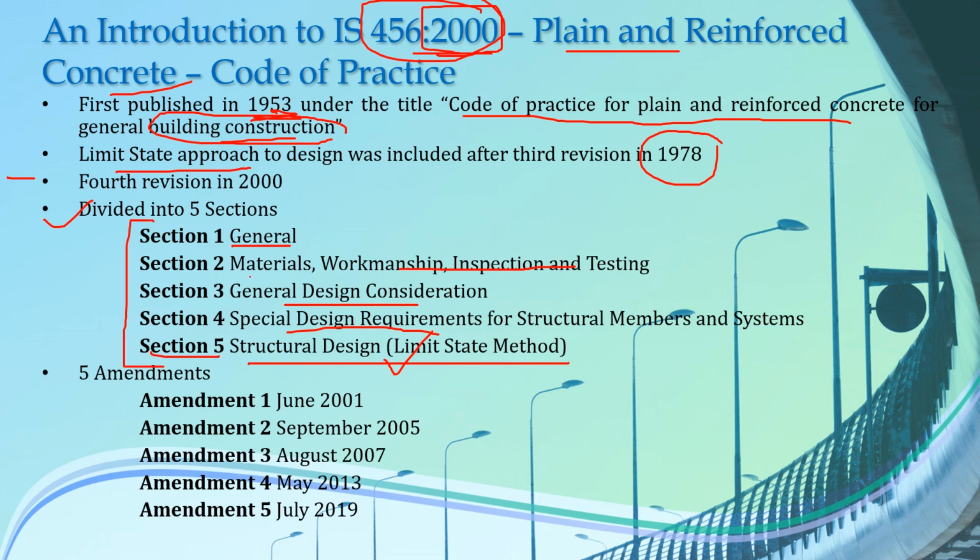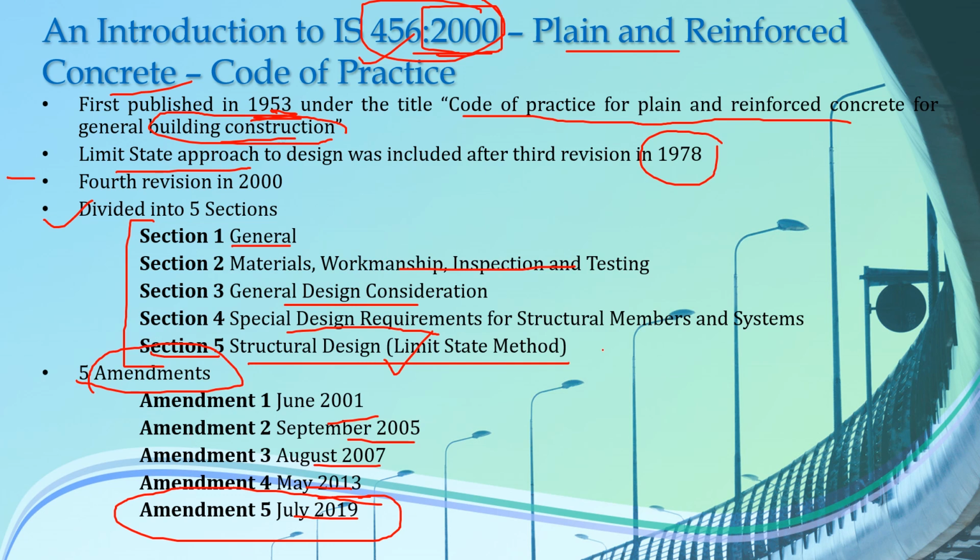So the code has been divided into 5 sections, and 5 amendments have been made to this code. After its revision in 2000, 5 amendments have been made in June 2001, September 2005, August, May and July 2019. So the latest amendment is this 5th amendment made in July 2019. We talked about this amendment, latest amendment, when we talked about the characteristic strength in our previous lecture. So 5 amendments have been made till date.